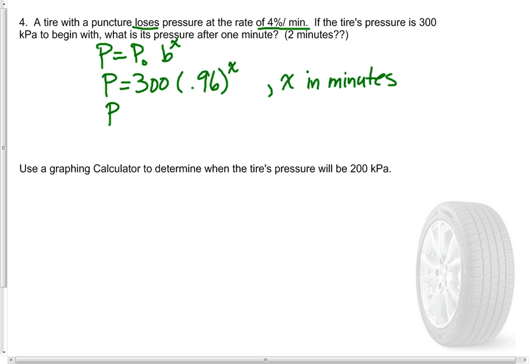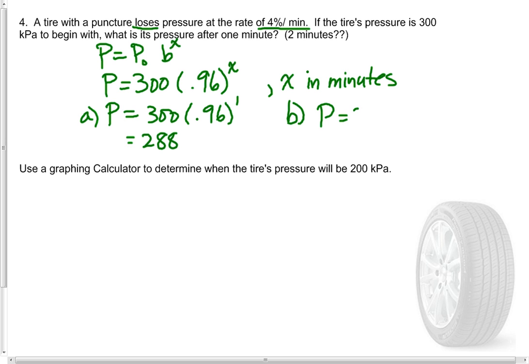So in 1 minute, I have 300 times 0.96 to the 1. I will be left with 288 kilopascals. In 2 minutes, my pressure will be 300 times 0.96 squared. $276.5.